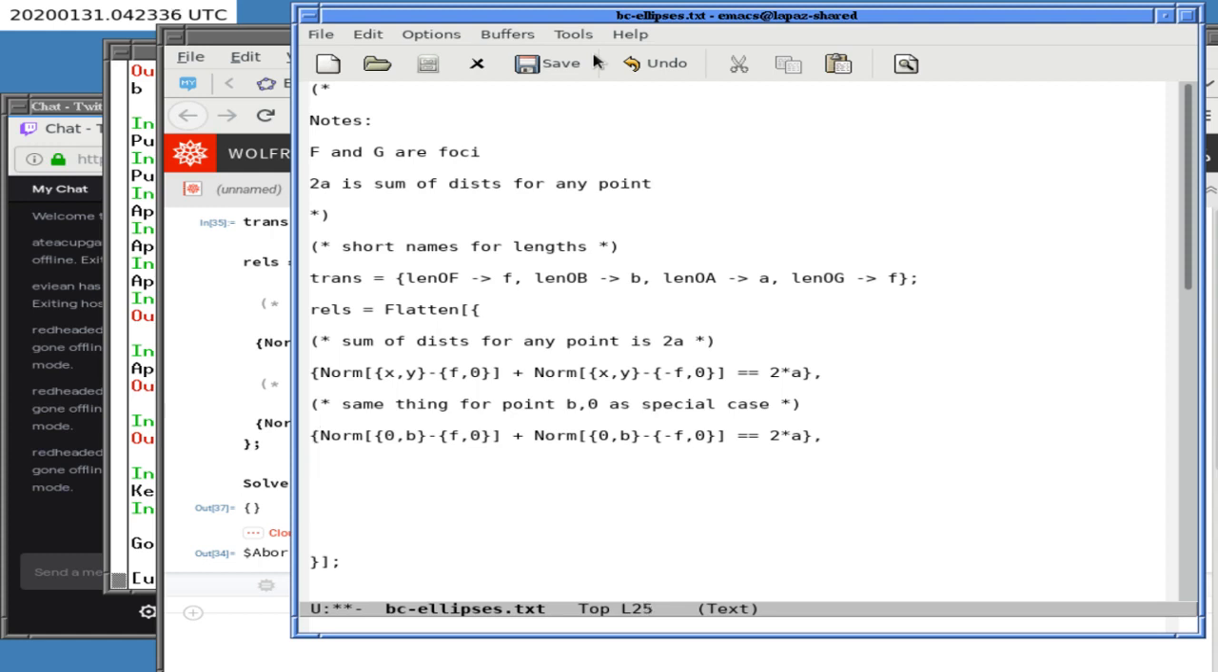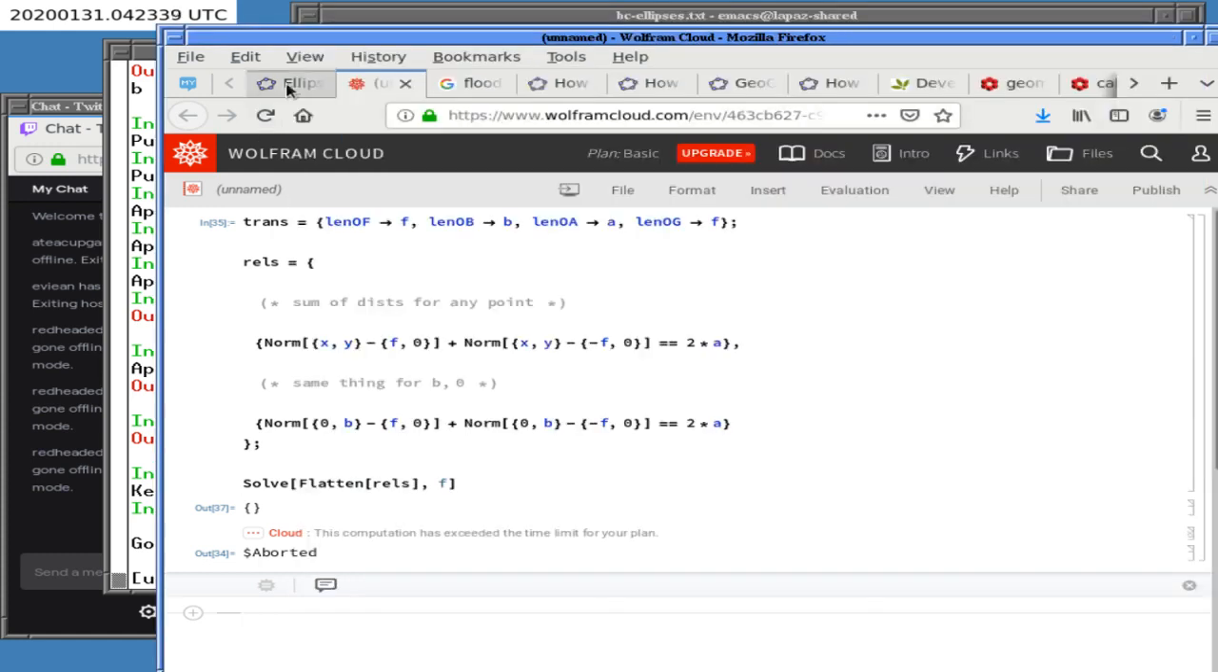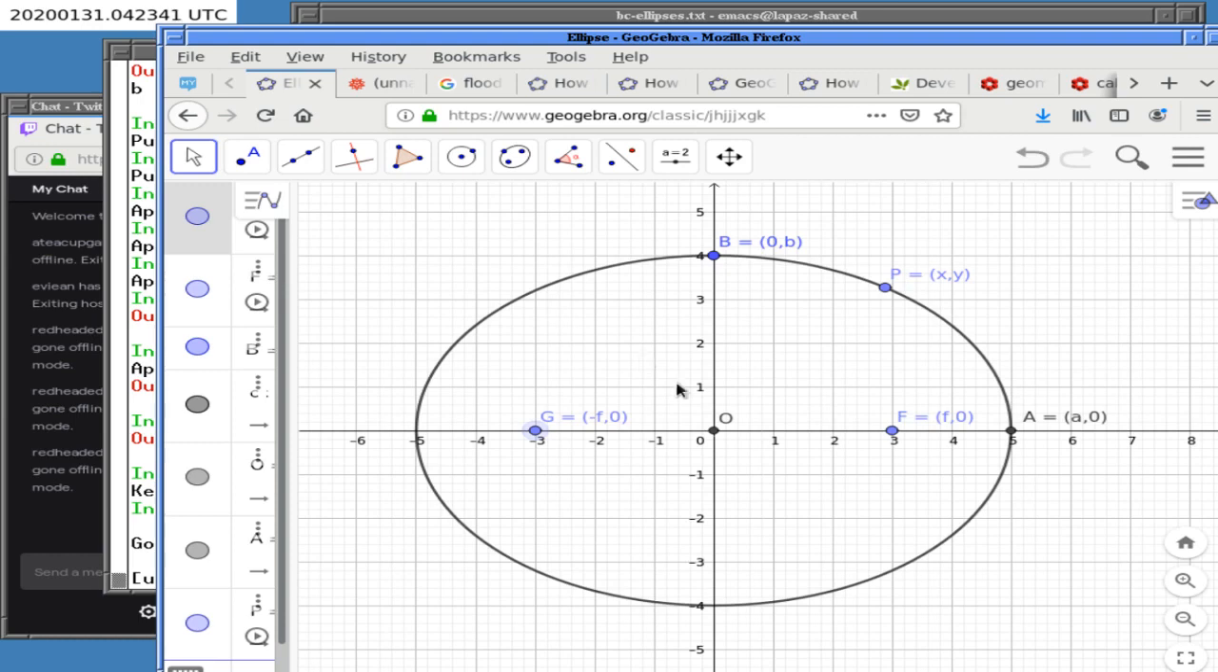And then let's go back here. So this is very minimal now. We've done some very minimal stuff here.